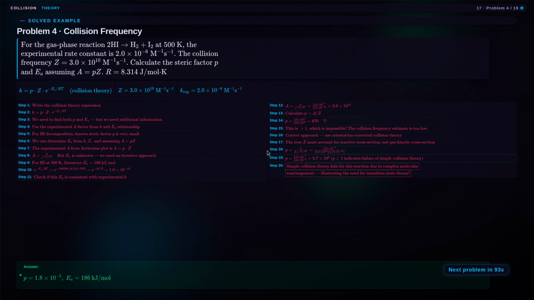This problem illustrates an important point. Simple collision theory fails for complex molecular rearrangements. The calculated steric factor comes out greater than 1, which is physically impossible. This tells us that the simple collision model is inadequate for reactions involving complex bond rearrangements. We need transition state theory for an accurate description.